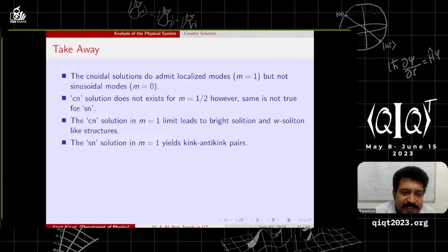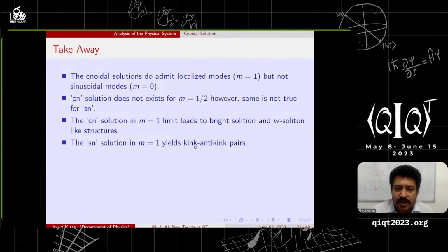Now also we can see that the Cn solution does not exist for m equal to half, but for Sn at m equal to half we can have a solution. And for Cn with m equal to 1, we can get some bright soliton and W soliton like structure. And for Sn with m equal to 1, we can get kink anti-kink pairs. So these are some ideas we obtained for a cubic quartic nonlinear Schrodinger equation.